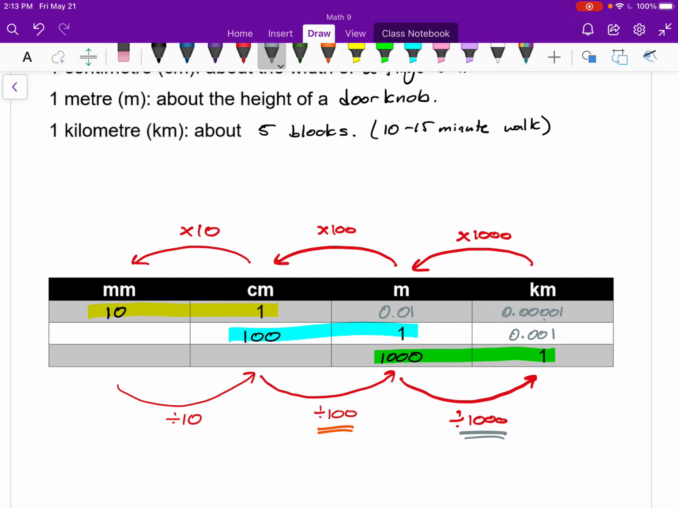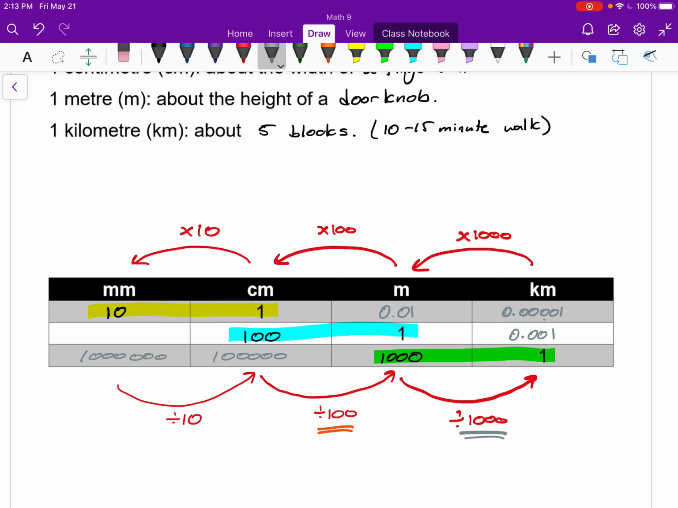And finally, for this last row, if I want to change 1,000 meters into centimeters, I want to times by 100. So I should have 5 zeros, 10,000. That's right, that's 4 zeros, 100,000. And if I want to change centimeters into millimeters, I want to times that by 10. So 1,000,000.